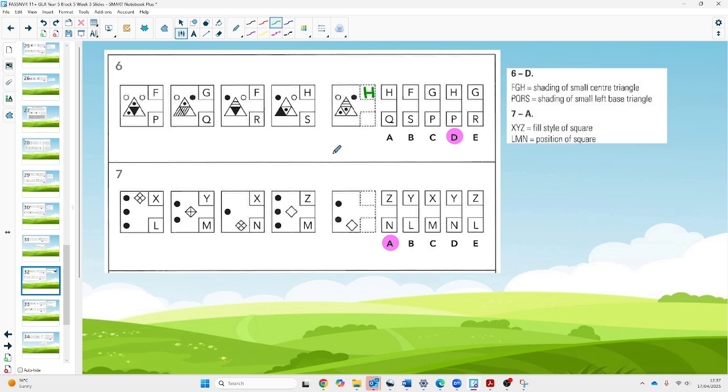And then the P, Q, R and S is the shading of the small left base of the triangle. So we actually need a dot here. So therefore it will be HP.